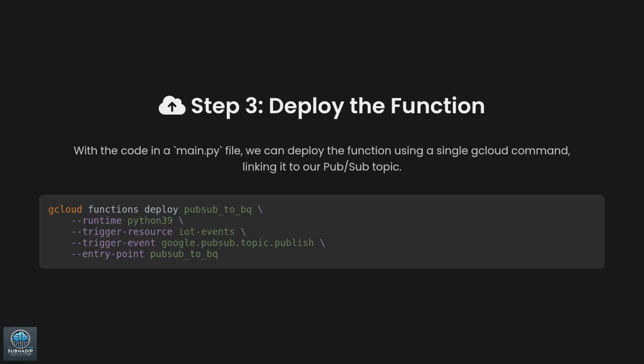With our code ready in a file named main.py, we can now deploy it. This gcloud command deploys the function, specifies the Python runtime, and most importantly, sets the trigger. We tell it to watch our iot-events topic and execute whenever a message is published.